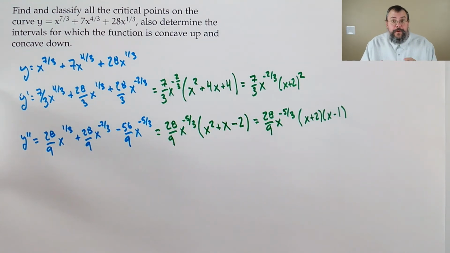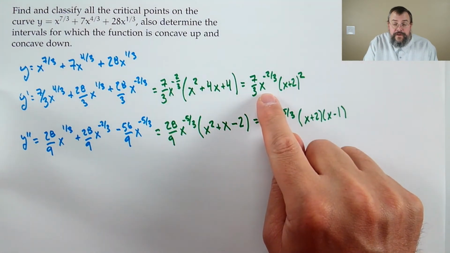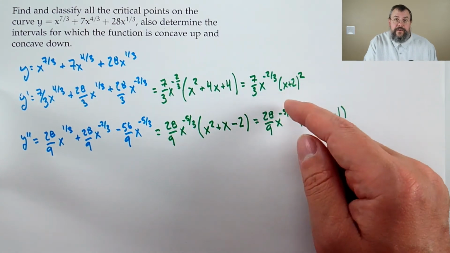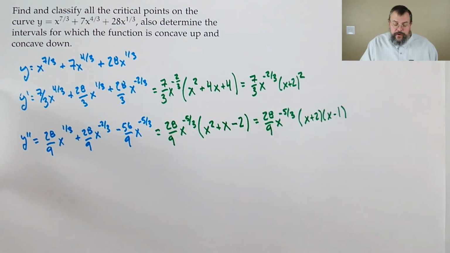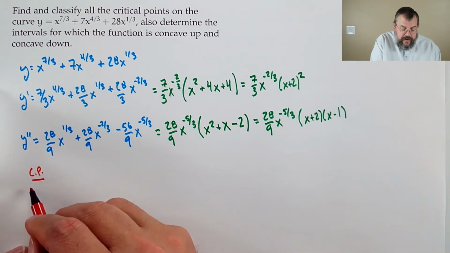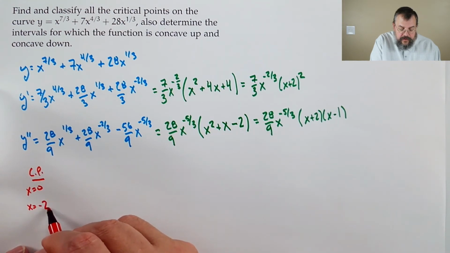Now, what comes next? Let's talk critical points. So where are our critical points? There are 2 of them. If I plug in 0, I have an undefined, and if I plug in negative 2, I get 0. So we have critical points at x equals 0 and at x equals negative 2.